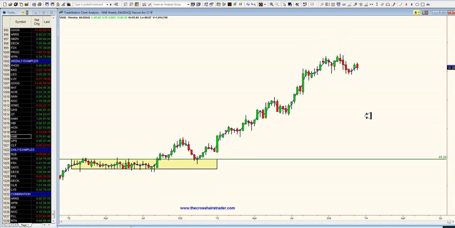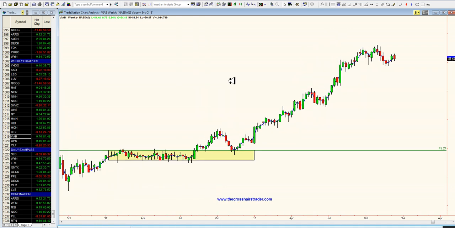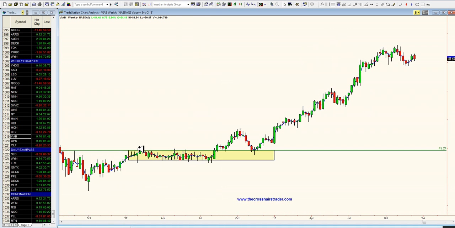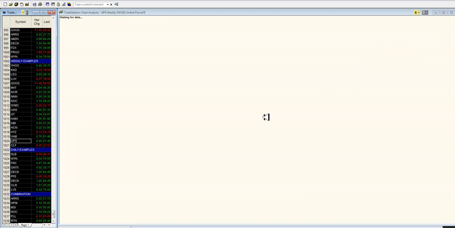VIAB, now this is an example of a stock that broke out of a box here. You can see it. Broke out, came back and tested, then took off. And then in November into December of 2012, came back and tested that breakout and then took off. Some of them will do that, some of them won't.